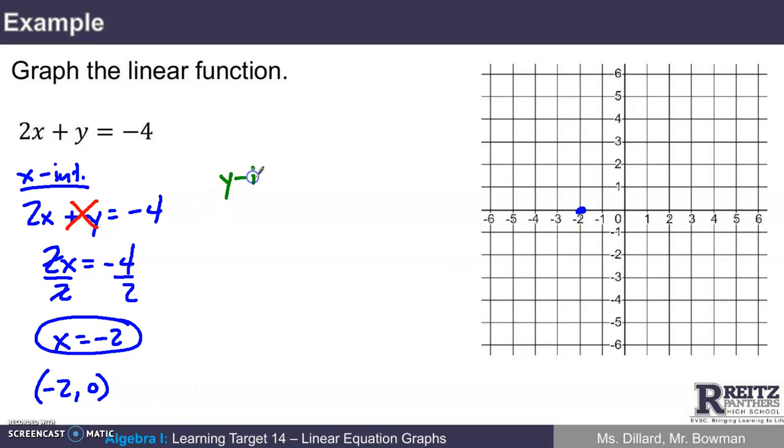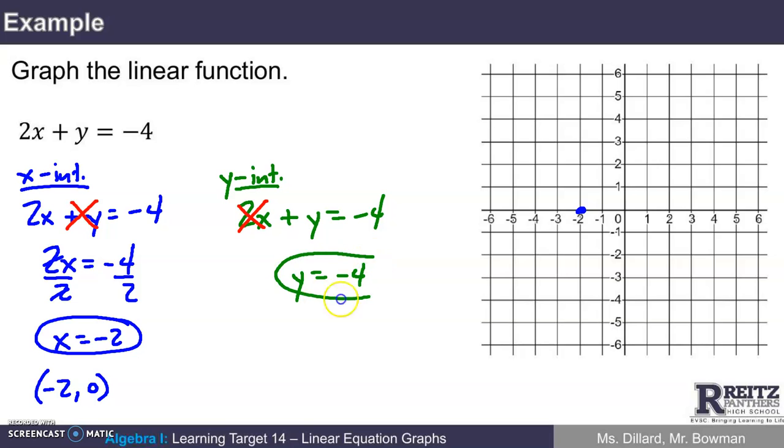To find the y-intercept, I need to take this equation, 2x plus y equals negative 4. And to find the y-intercept, I need to cover up the x term, or cross out the x term. Now this example is kind of nice because all I get is y equals negative 4. There's nothing left to do to solve this for y. It's already there. If x is 0 and y is negative 4, I need the point 0, comma negative 4. And I'll plot that as well.